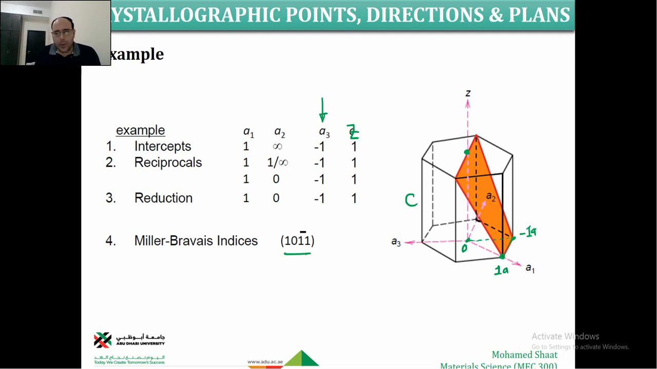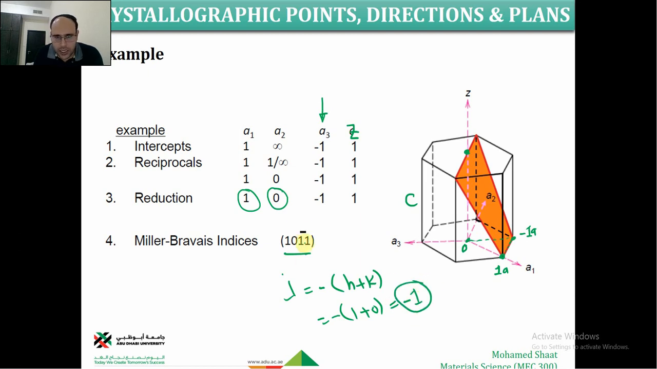Make sense? How about I? If you couldn't identify the intercept with the A3, I, as we mentioned, is negative of h plus k. H here is 1, which is this index, and k is 0. So this is going to give us negative 1 plus 0, which gives us negative 1, and this is clearly seen. It is negative 1 for the I. Make sense? So this is simply how we can identify the crystallographic plane for a hexagonal crystal and any other crystal system. Make sense?